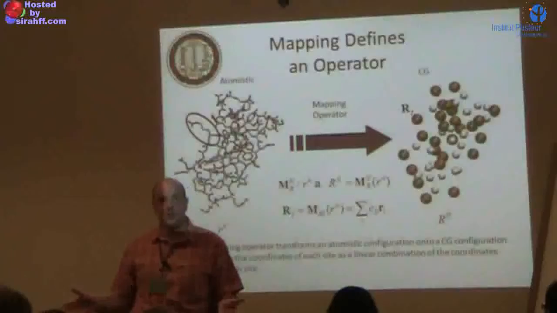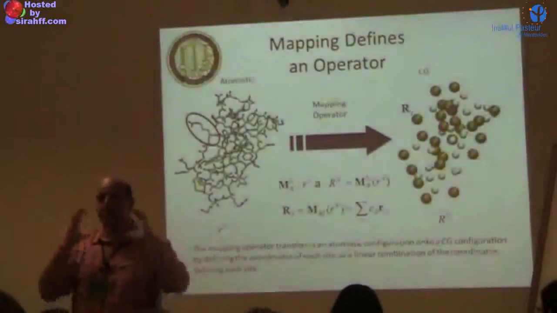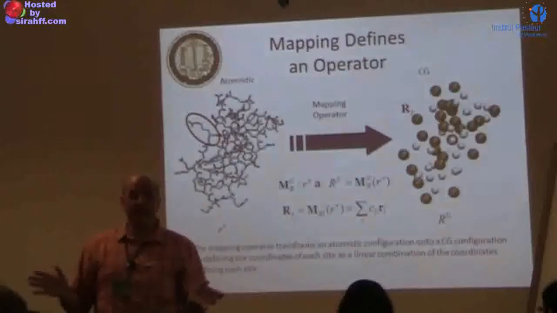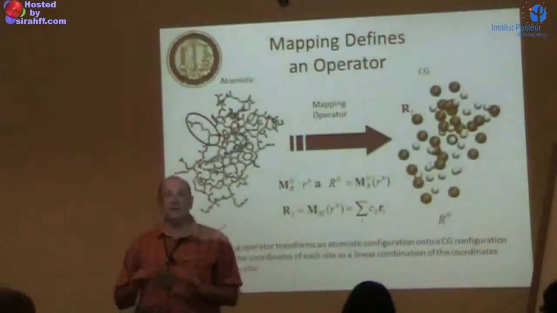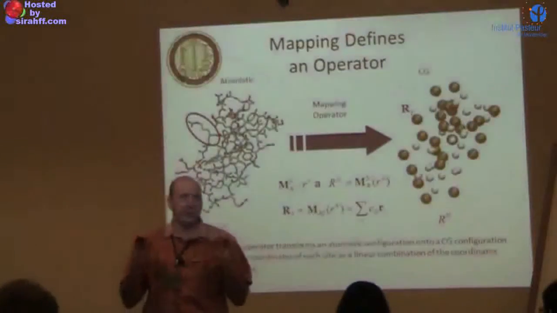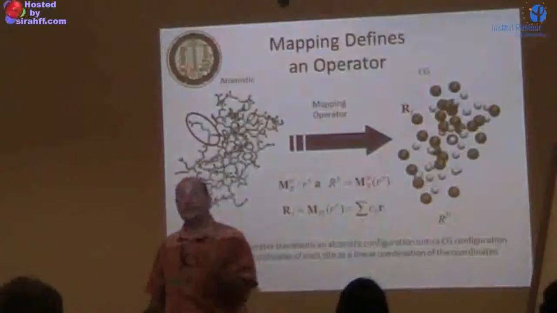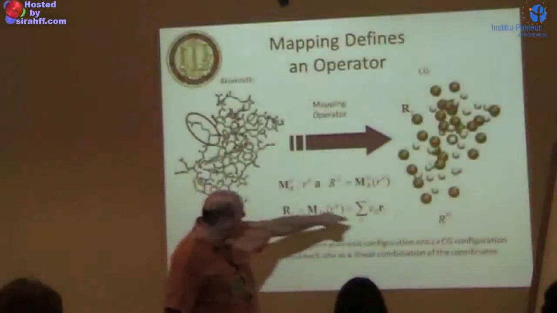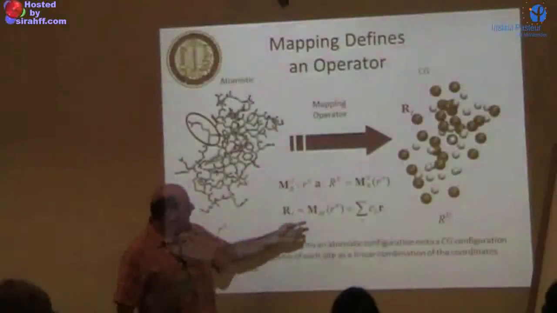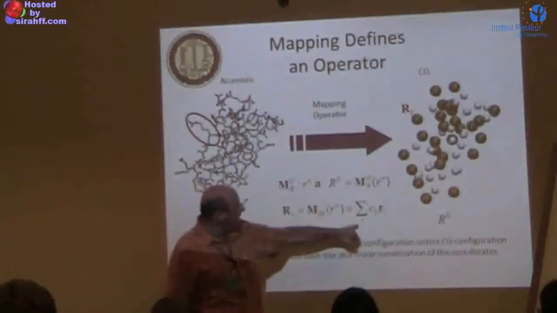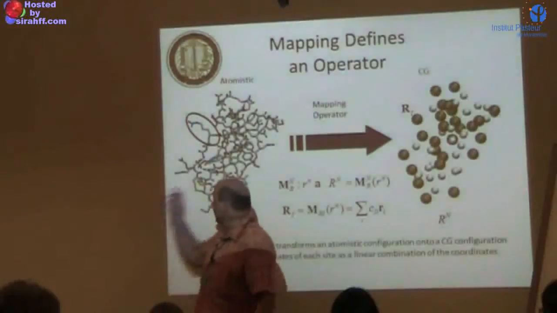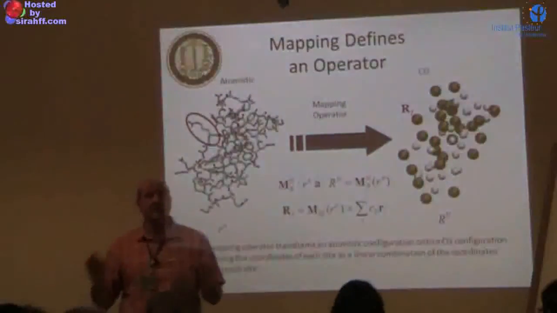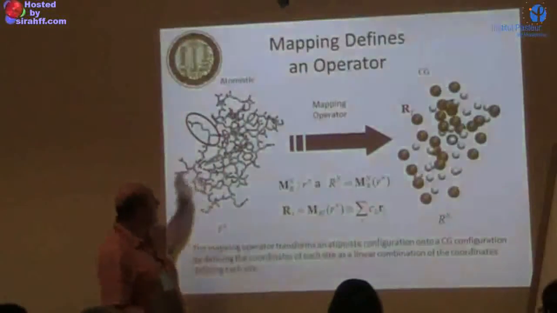You have an atomistic configuration, and you define an operator which brings this atomistic configuration into the coarse-grain configuration. In IBI normally, we make this a linear operator. That means all these positions here are a linear combination of the positions here. So that means R, a coarse-grain position, which is Ri, is some operator acting on r. It's a sum over some prefactors times positions on this side. This is a linear operator. In that idea, it's simple linear algebra. That is what leads us from here to here.